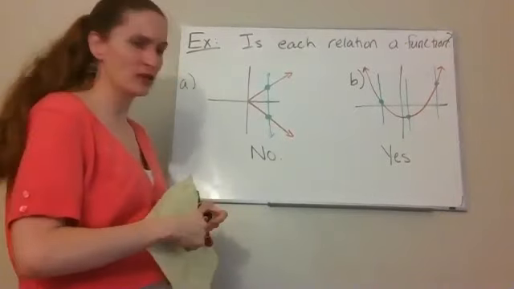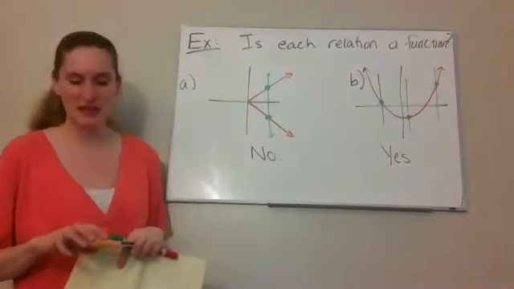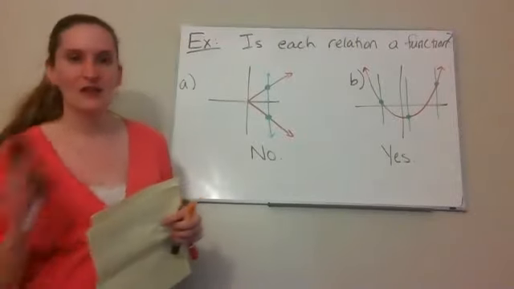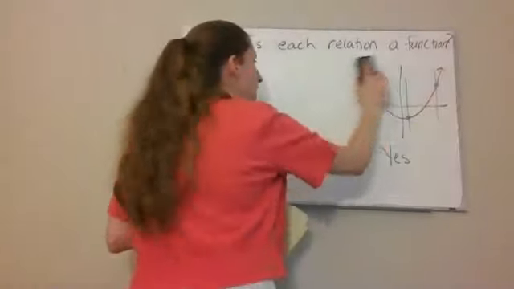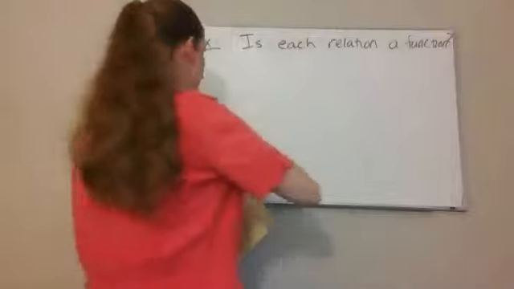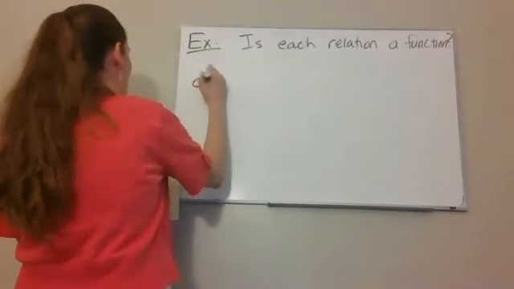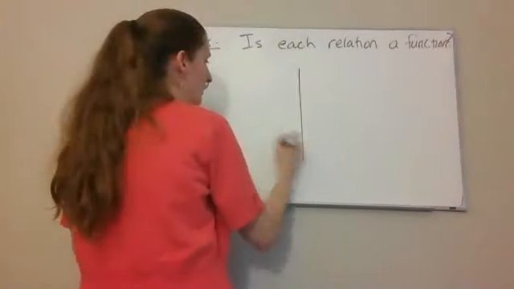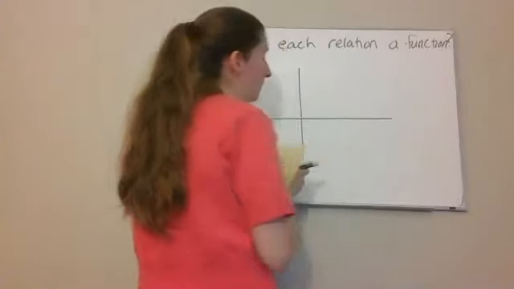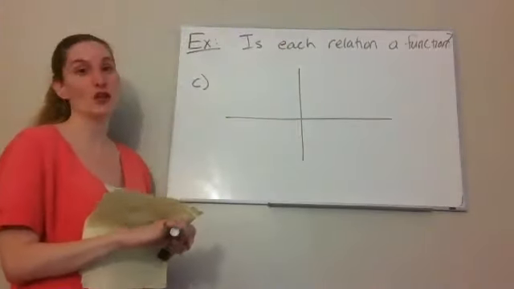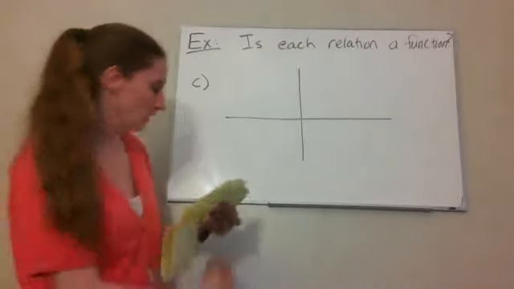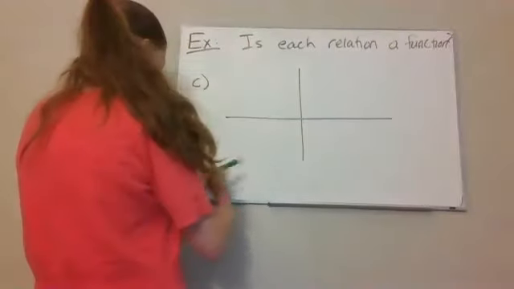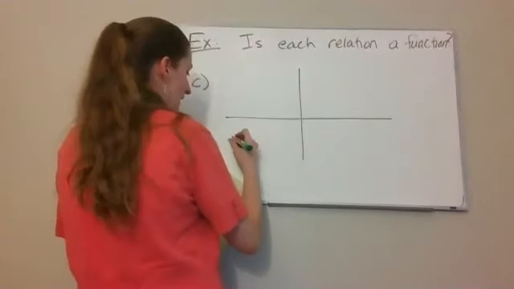Okay, so those two aren't too bad, but part C is the trickiest one of the three examples. So let's go ahead and do the tricky one. Part C, I have a kind of strange looking function. Well, I might have given it away, but function or relation, we're going to find out after it's graphed. Here is what this relation looks like. I'm going to graph it in red again.